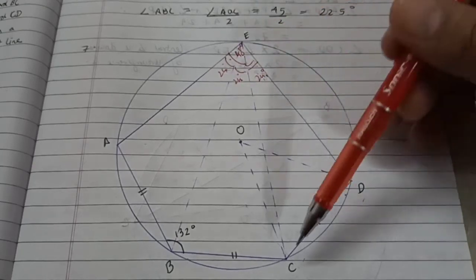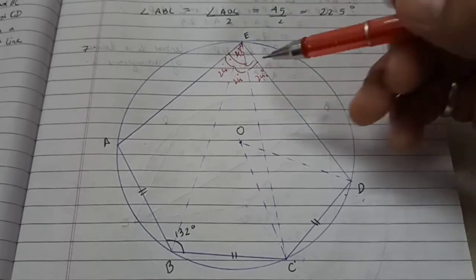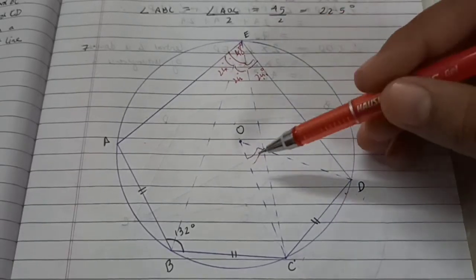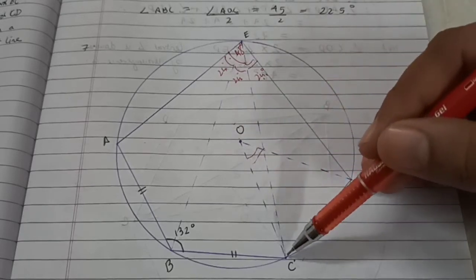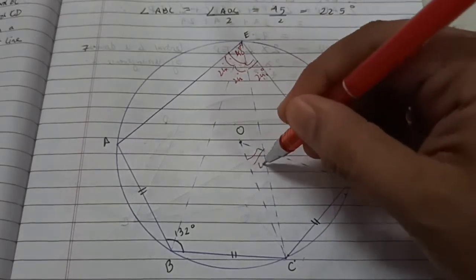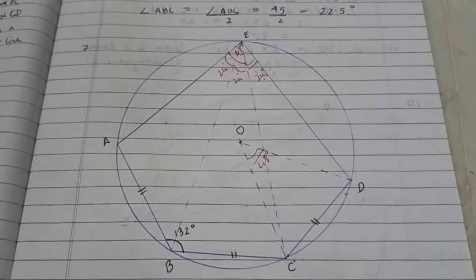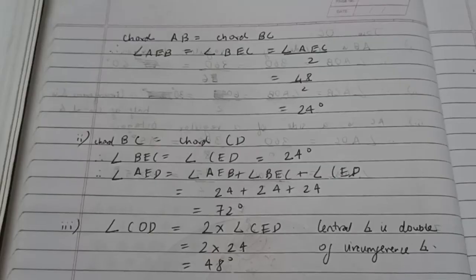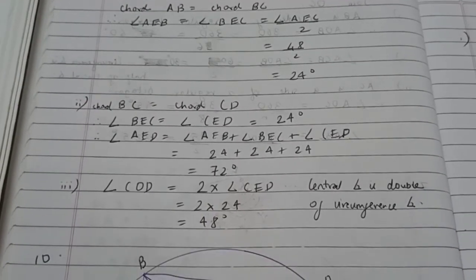Next they want COD. Well, this seems to be a central angle of something. So it's a central angle for angle CED. So it will be double of CED. So that becomes 48 degrees. So write the steps. And finally the 10th sum.